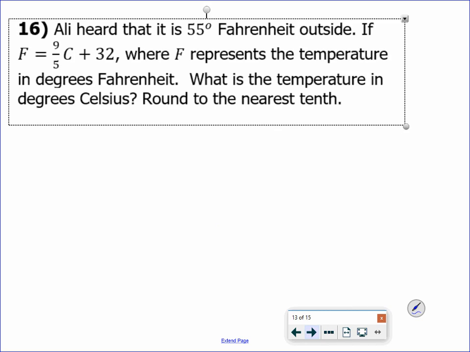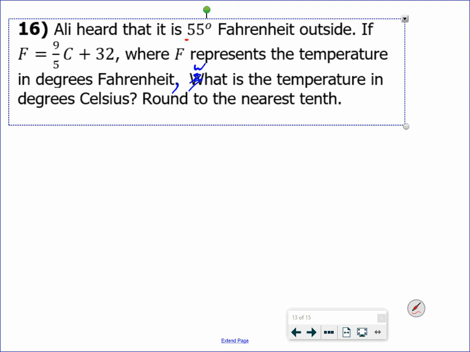All right, Ali heard that it's 55 degrees Fahrenheit outside. If F equals 9/5 C plus 32, where F represents the temperature in degrees Fahrenheit, what is the temperature in degrees Celsius? Sorry, this should be a comma. This should be lowercase w, but whatever. Round to the nearest tenth.